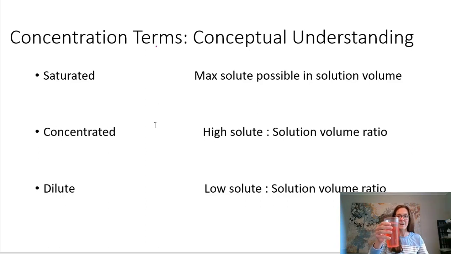Oh. So now we can see that I have diluted this solution, and I now can say that I have a low solute to solution volume ratio. We can see that it is a much lighter color, and if I were to measure how much solute actually ended up in this solution, it would be a much smaller ratio.